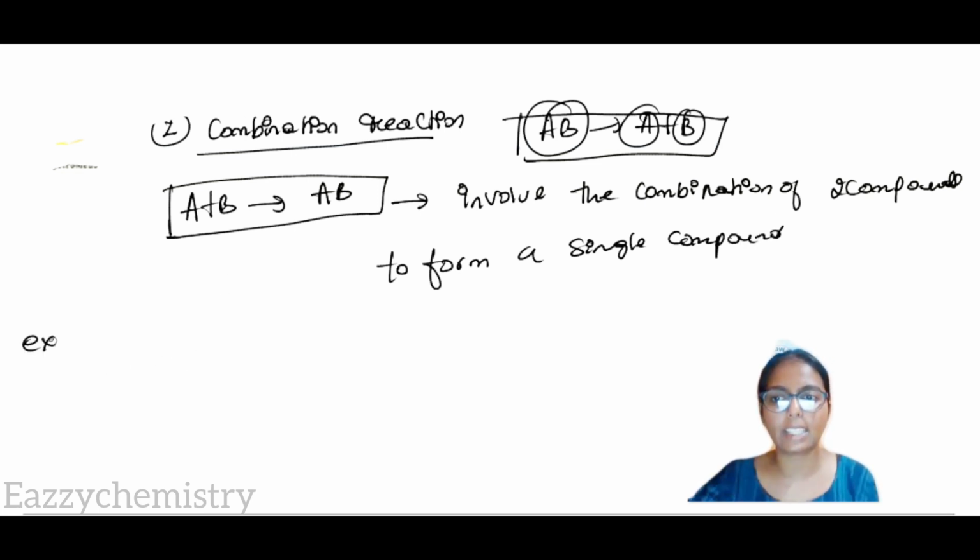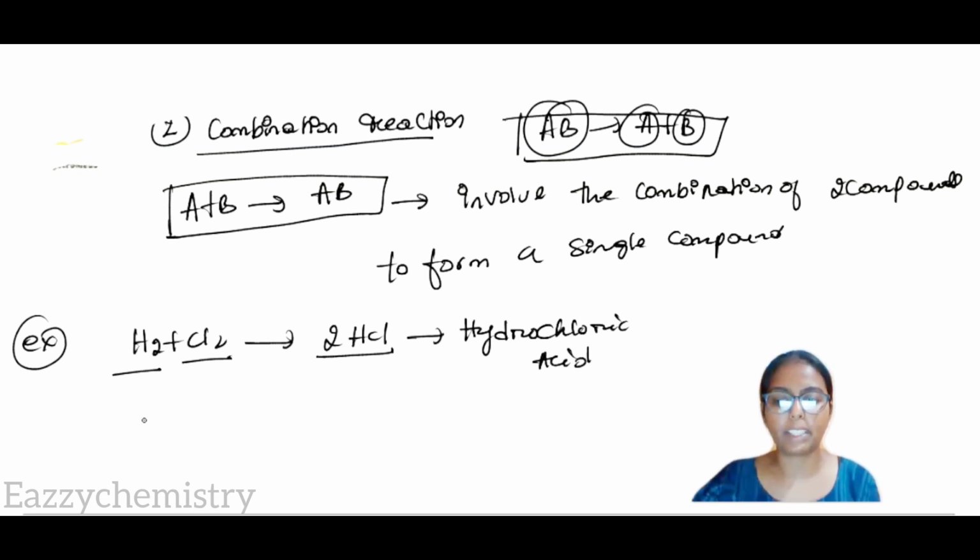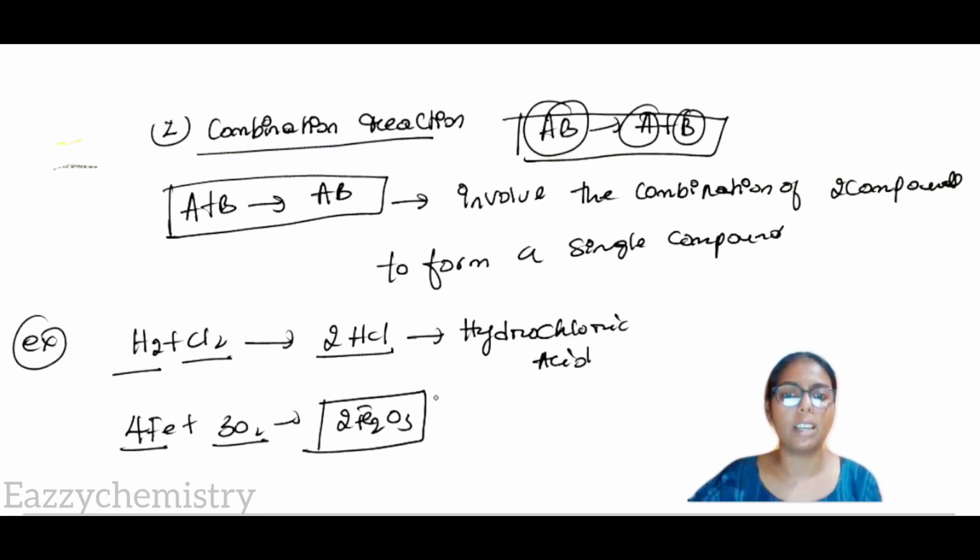If we consider an example, H2 plus Cl2 gives rise to 2HCl. Here this is hydrogen, this is chlorine, and they combine to form hydrochloric acid. Next, let's look at another example: 4Fe plus 3O2 gives rise to 2Fe2O3. This is iron and this is oxygen, and they combine to form ferric oxide. So this is an example of a combination reaction.